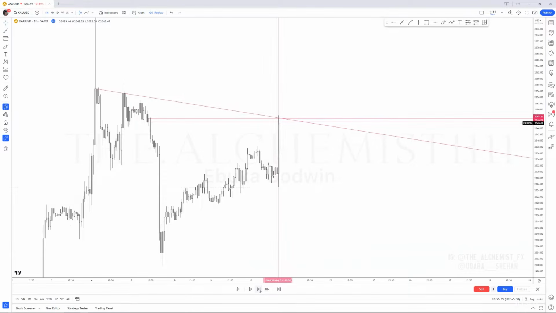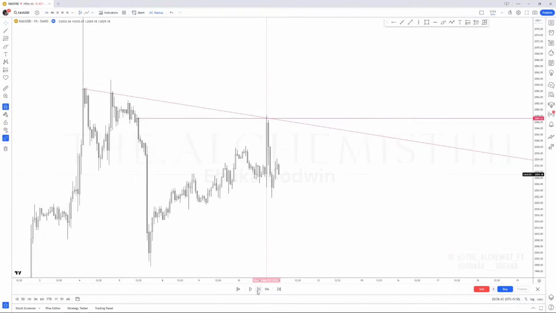Look at that. Look at the timing. Right at New York Open. Okay, then what you could do is take the sell, and then what happens? Boom, drops. Okay, so looks very similar, right?